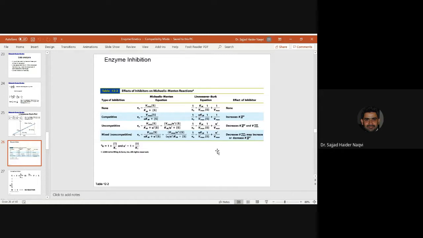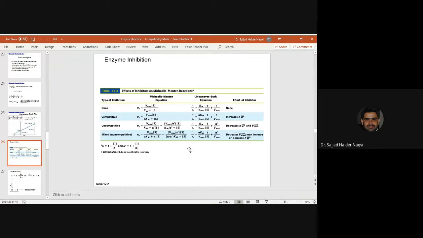I think the reason is quite simple, because in the case of competitive inhibition, the inhibitor is competing with the substrate. So if you increase the concentration of the substrate, automatically you can overcome the effect of the inhibitor. In the case of uncompetitive, increasing the substrate concentration is not going to help because the inhibitor is binding to a different site. So in other words, in competitive inhibition, if we increase the Km, we can reduce the effect of the inhibitor. In uncompetitive, if we decrease the Km, we can reduce the effect of the inhibitor.